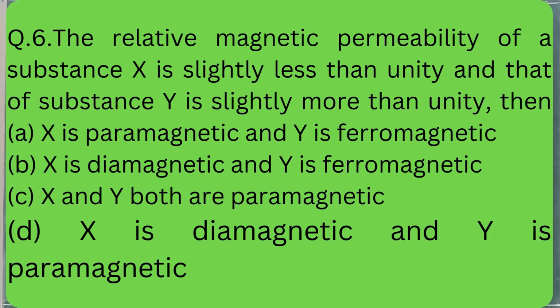Sixth, the relative magnetic permeability of a substance X is slightly less than unity and that of substance Y is slightly more than unity, then: A, X is paramagnetic, Y is ferromagnetic. B, X is diamagnetic and Y is ferromagnetic. C, X and Y both are paramagnetic. D, X is diamagnetic and Y is paramagnetic.